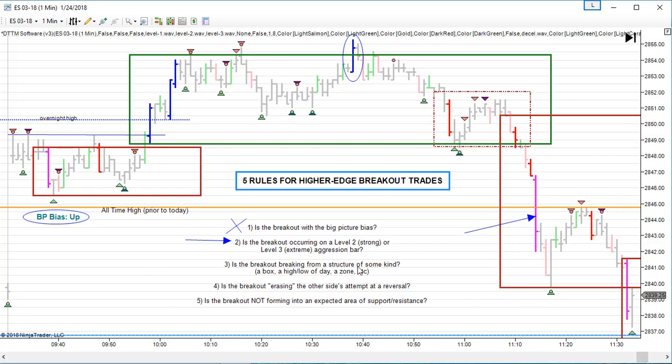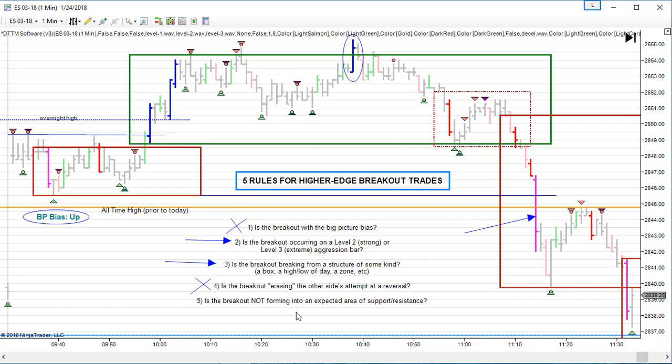Is this breaking from a structure of some kind? Yes, it is. It's breaking from both the earlier low of the day over here and also the prior all-time high before today. So it is breaking from a structure. It's breaking out from something, okay? So we have that. Is this breakout erasing the other side's attempt at a reversal? Not really. We don't have any great buying that came in earlier over here, unless you go to the overnight chart. But looking at this chart, we don't have that. So we don't really have this one right here, okay?